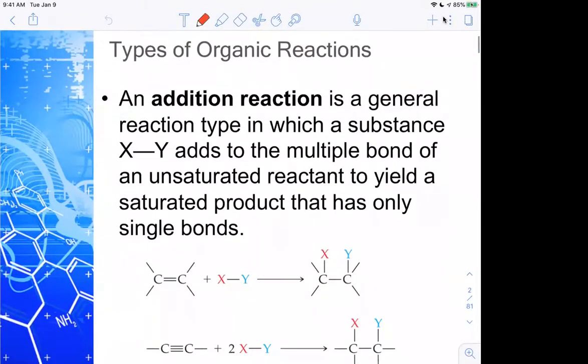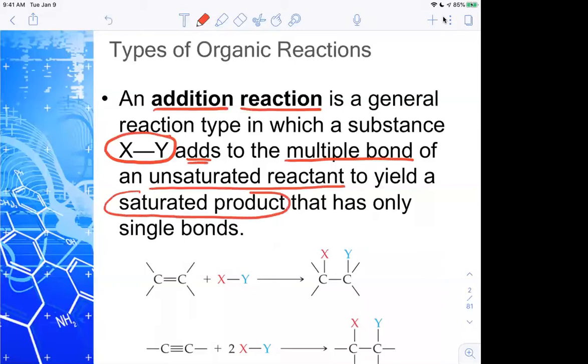Now, first, we're going to look at the various types of organic reactions in general. Alkenes and alkynes tend to undergo an addition reaction, which is basically exactly what it says. I have some substance, X bonded to Y, that adds to the multiple bond of my unsaturated reactant, which can be the alkene or the alkyne. And what happens then is that I get a saturated product that only has single bonds.